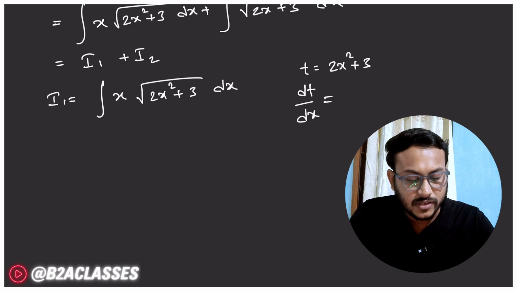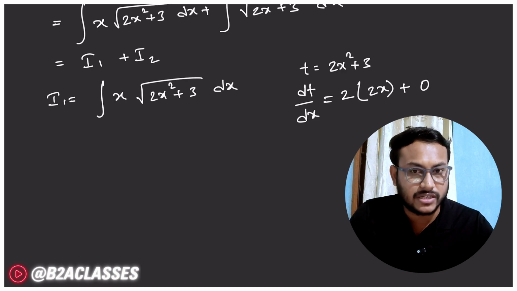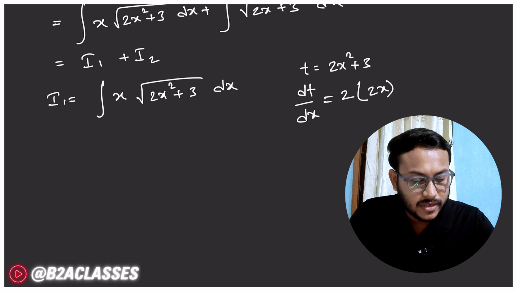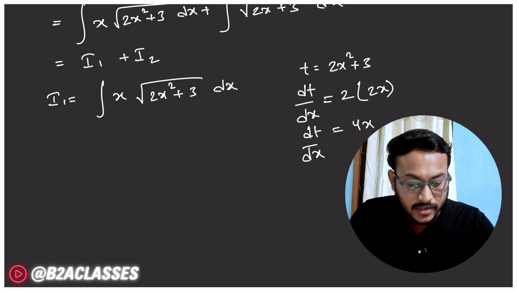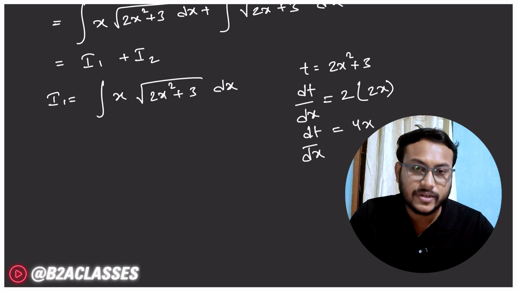Differentiation of this function will be 4x, because here 2 is there. Now the derivative of x square will be 2x, plus the derivative of 3 will be 0, which is a constant, therefore the derivative of 3 is 0. Now plus 0 will not matter anything. 2 into 2x will be 4x. So dt by dx will be equal to 4x, meaning the derivative of t with respect to x is 4x.